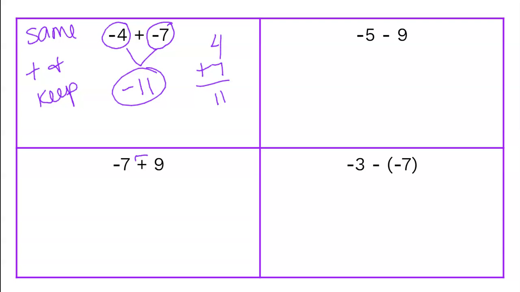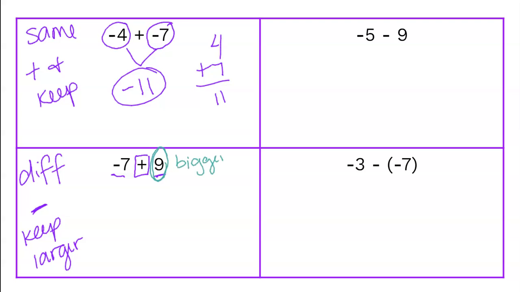Next problem is still addition, so we're good, but the signs are different. So we have different signs, which means we're going to subtract and keep the larger. So first off, is 7 bigger or is 9 bigger? 9 is the bigger number.